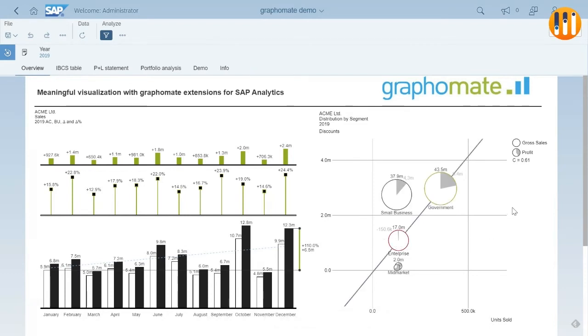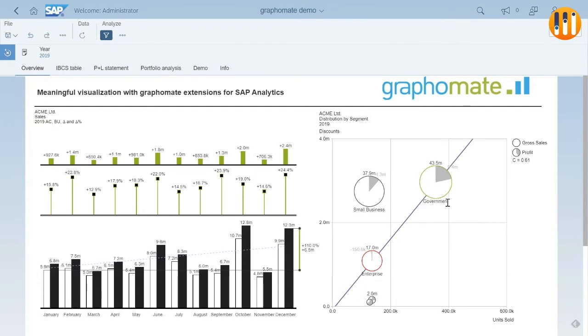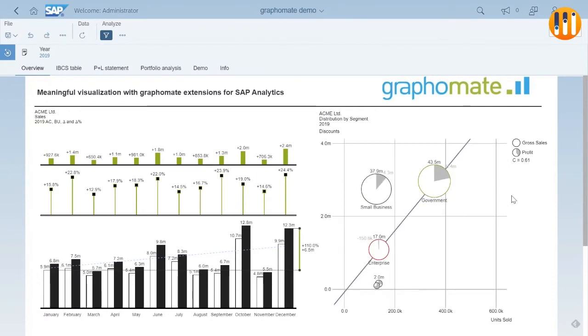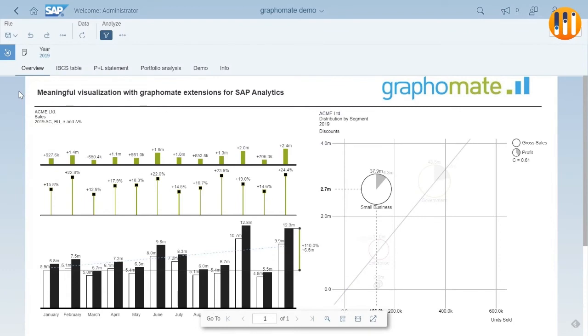And quite nice, again, you see we use the part to whole thing. So this is the net value, the gross sales is the area of the circle, and the gray part is the profit. This is quite easy to read and not several wedges. It's just one wedge and that's enough. And this is meaningful, I think.